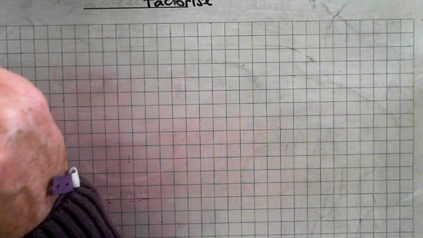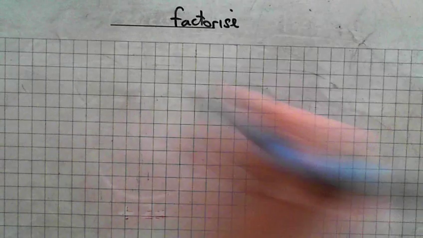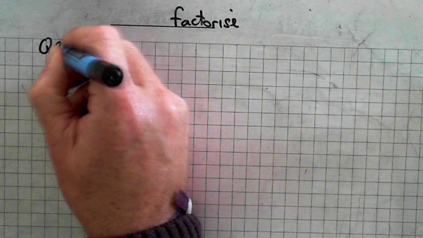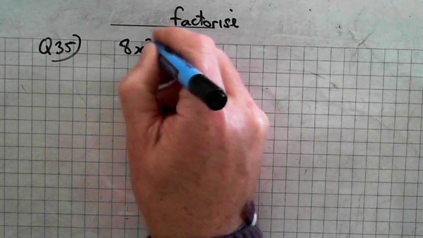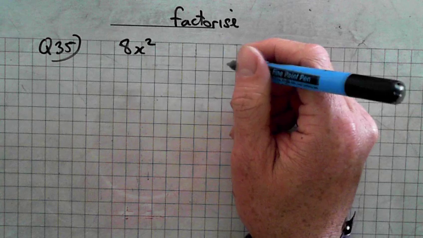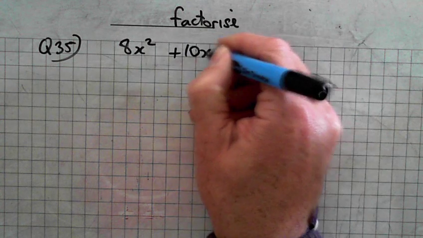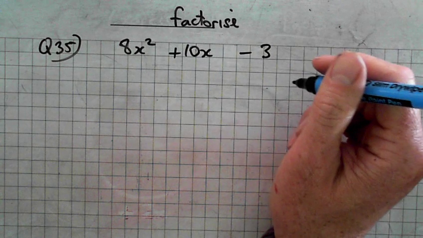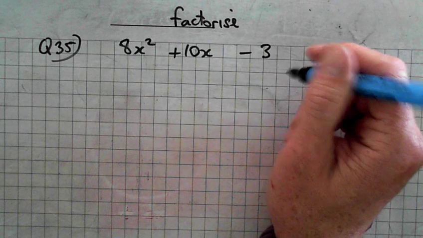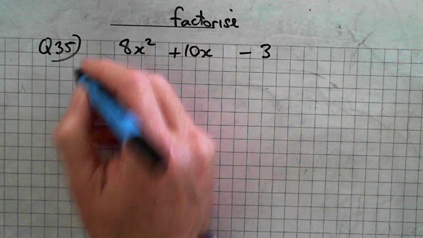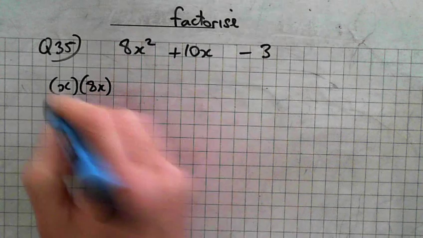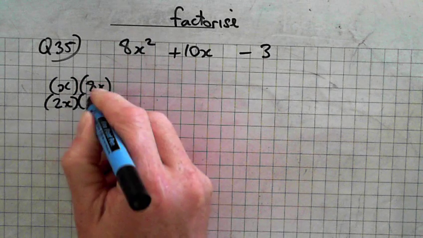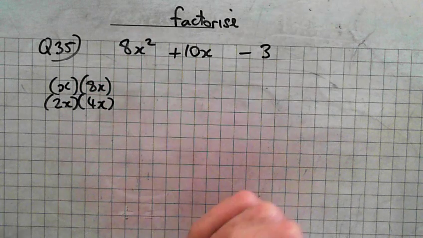We'll do another example. And it's question 35. Keep looking up. 8x squared plus 10x minus 3. Just look up. We're just going to do 2. Factors of 8x squared: x times 8x, 2x times 4x. Factors of 3.